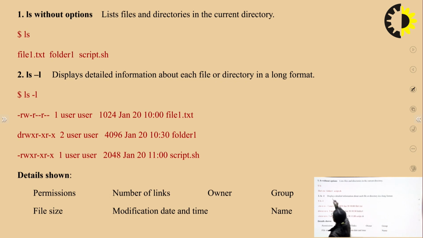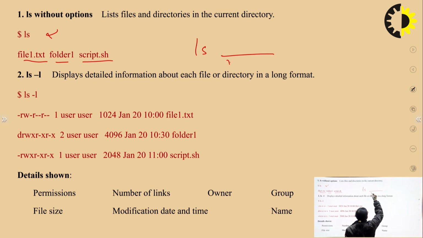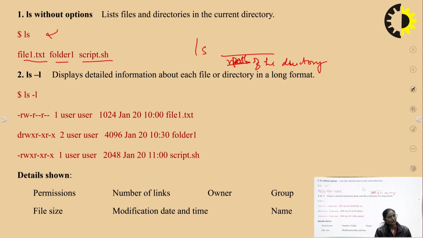If I give ls and press enter, these are the files present in my current directory. What if I want to list the files and directories of some other directory? Then I use the ls command followed by the name, or you could say the path, of the directory whose contents you want to list. ls is basically for listing, so it will show the contents of that particular directory. You can give the path in both manners: the relative path name or the absolute path name.